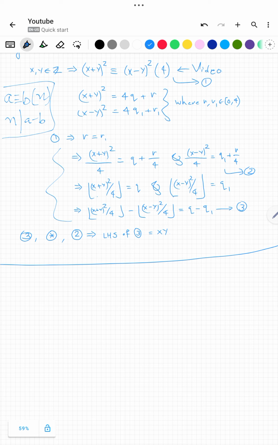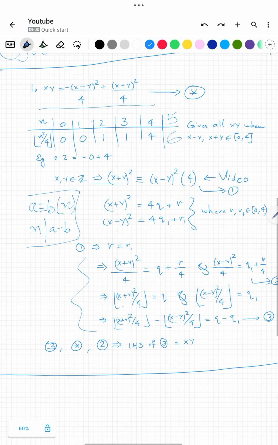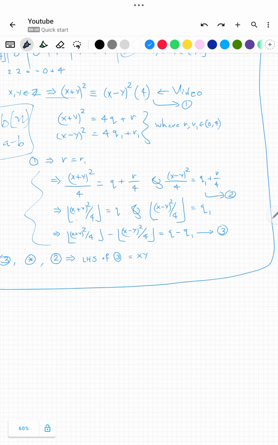Okay, and now getting back to the first star equation, one can see that since the remainders were equal while we were dividing these two numbers by 4, we can conclude that the product xy is nothing but the difference of q and q1. So basically what it boils down to is that the product xy can be calculated in terms of the difference of quotients.